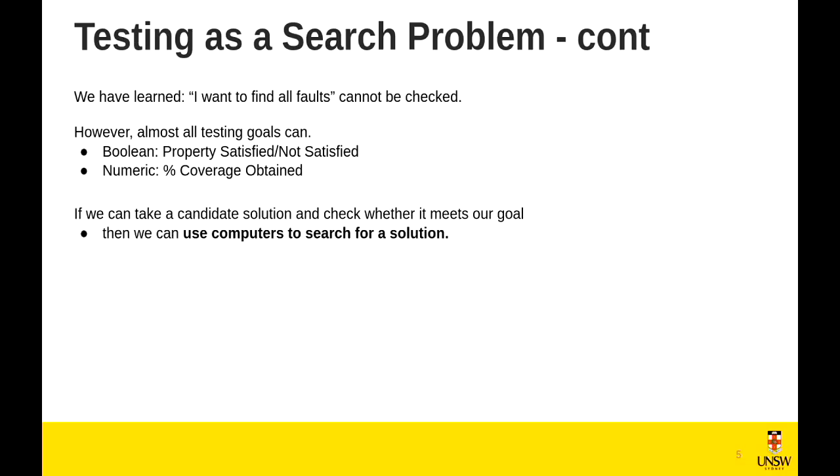If this can be measured with Boolean or numeric values, then we can use computers to help us validate whether a test suite achieves a goal or not. We can generate some solutions, and because the goals can be measured, we can use computers to automatically do this check. This is how we can use computers to automatically do the searching for us. And actually, there are many, many search-based techniques for automated test generation.